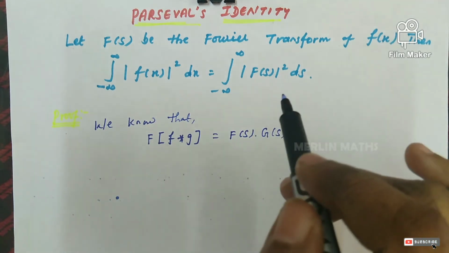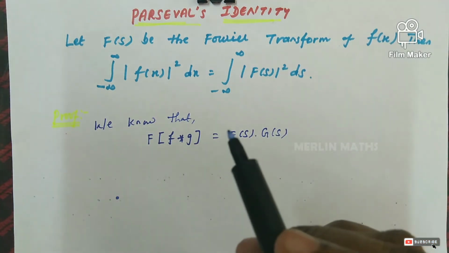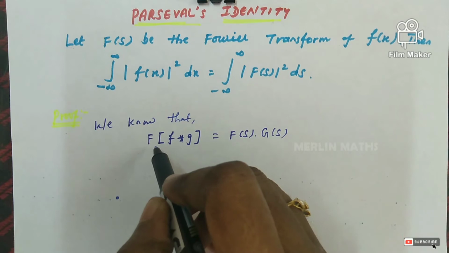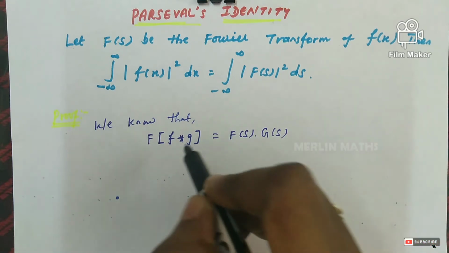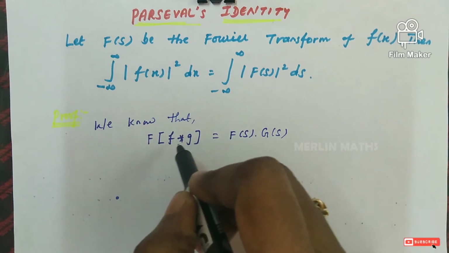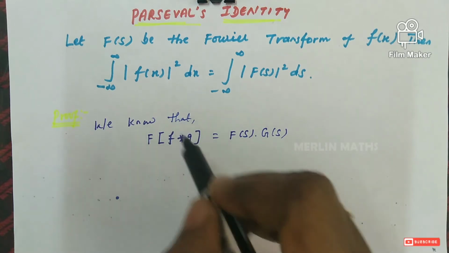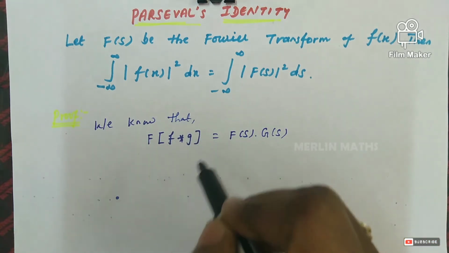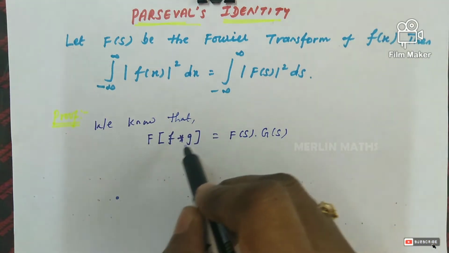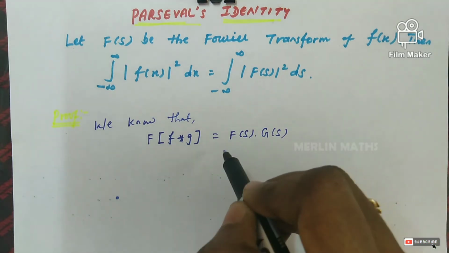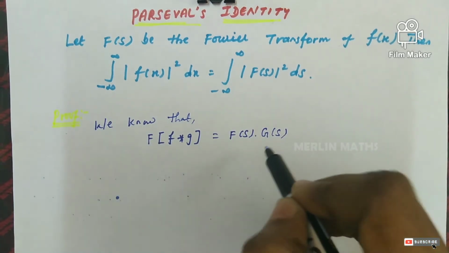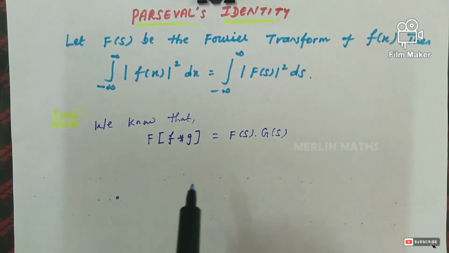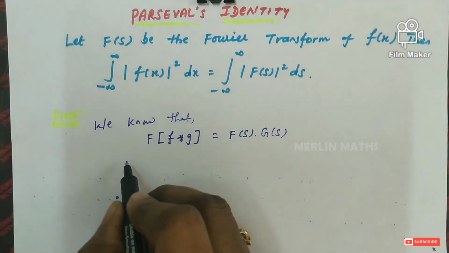To prove the result, we are taking the convolution result. We know the Fourier transform of f star g, where f star g is nothing but the convolution. In the previous video we have discussed convolution. Based on the convolution result, F of (f star g) equals F(s) into G(s). This is the first thing we have to take. Now I am going to take the inverse Fourier transform on both sides.